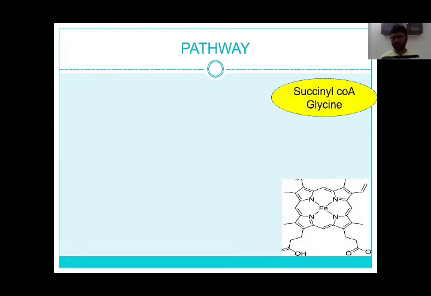Next, we will move on to the pathway in detail. The two raw materials required for heme synthesis are succinyl-CoA and glycine. It is only from these two raw materials that the entire porphyrin ring is synthesized. For this conversion, the reactions involved can be broken into 4 different parts. In the first part, we will see how the raw materials succinyl-CoA and glycine are used to construct a pyrrole ring.